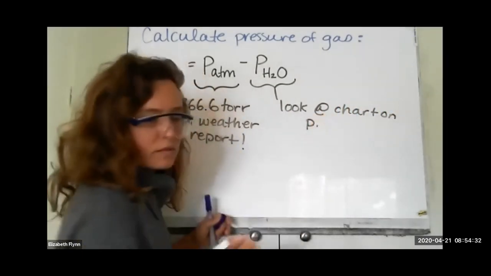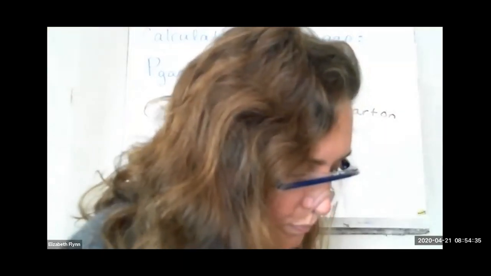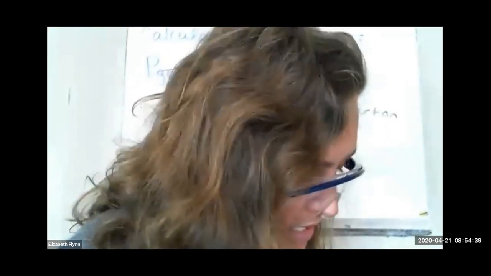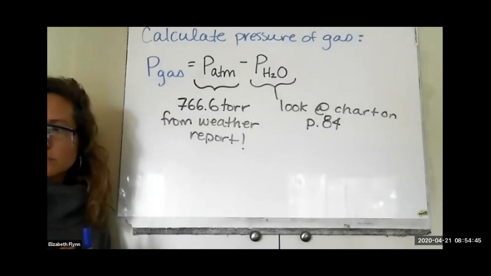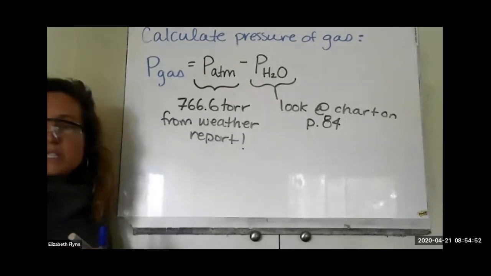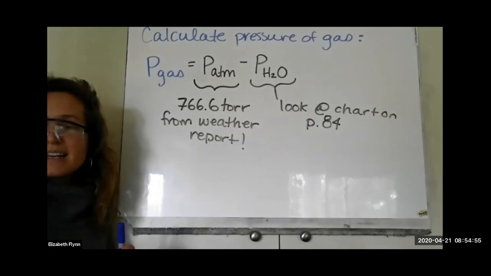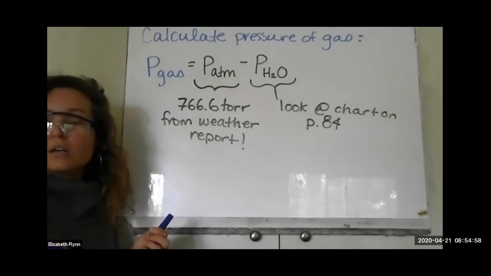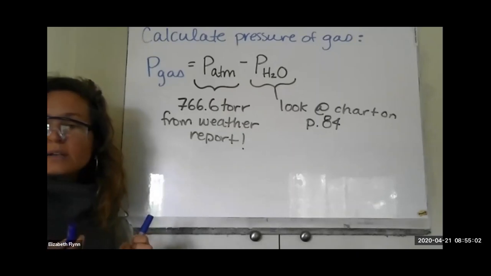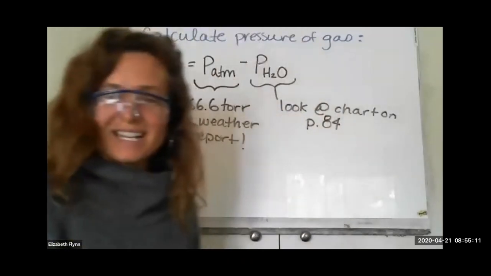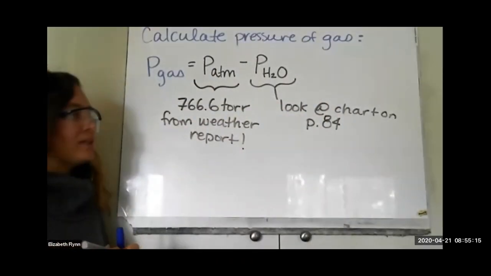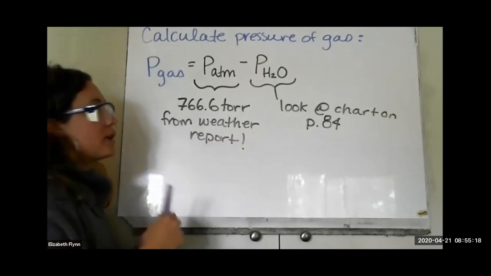Here we need to look at the chart on page 84. Didn't I change it? I changed the temp on the board to 20.8. What did I put? Oh, I said 21.8. I meant 20.8. Thank you. 20.8 degrees, okay, so that's what we use. So we're going to look at the chart on page 84.